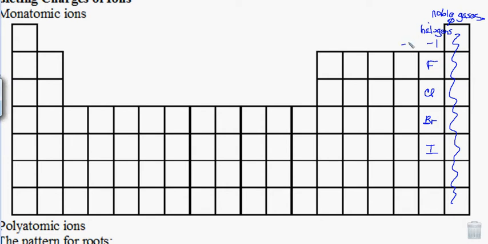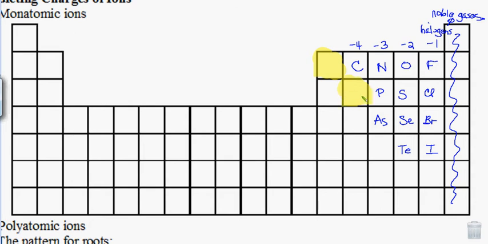Next to them, this family, including oxygen, sulfur, selenium, and tellurium, will all be -2. Next to them will be -3 with your nitrogen, your phosphorus, and your arsenic. And then you do also have carbon acting as a nonmetal and a negative ion, and it's going to be -4 and named carbide.